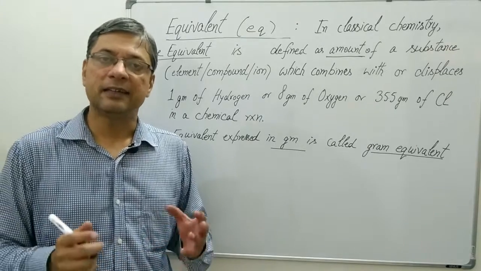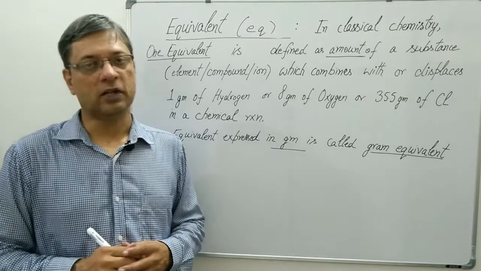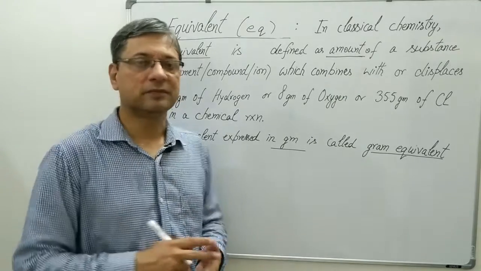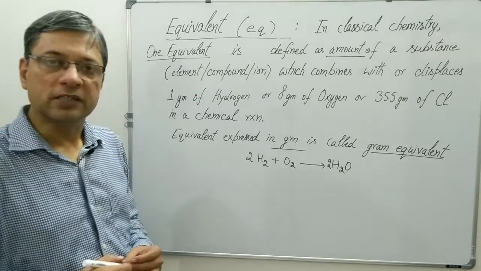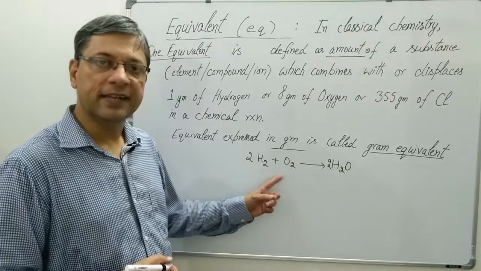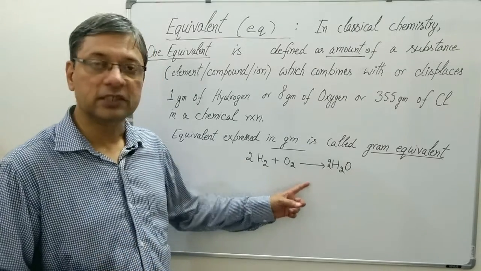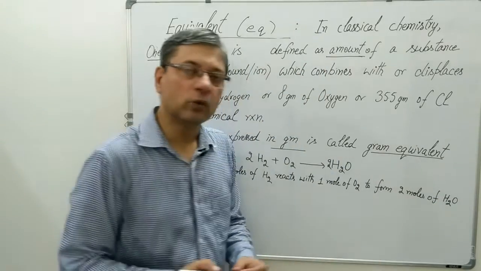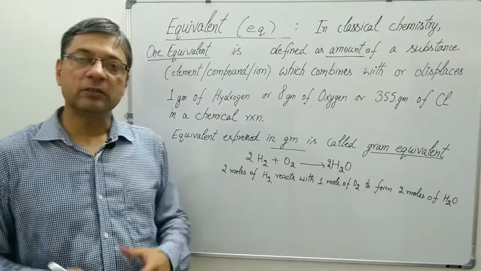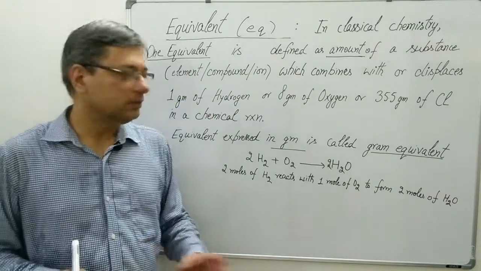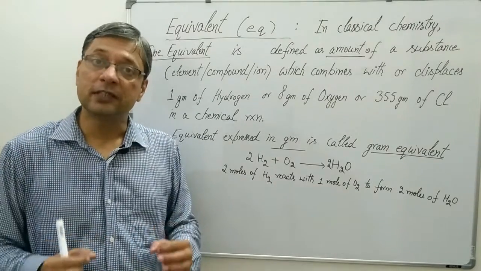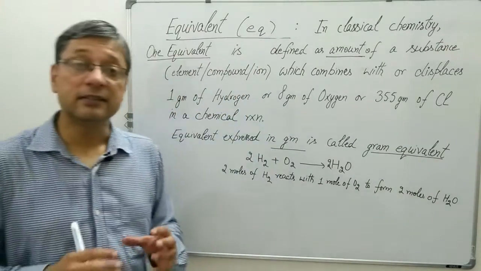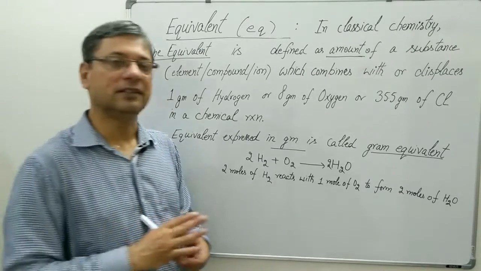Let us take the reaction of formation of water. First, we will be writing a balanced chemical equation. As per the mole concept, 2 moles of hydrogen react with 1 mole of oxygen to form 2 moles of water. Let's convert moles into grams. 2 moles of hydrogen means 4 grams of hydrogen. 1 mole of oxygen means 32 grams of oxygen. And 2 moles of water means 36 grams of water.